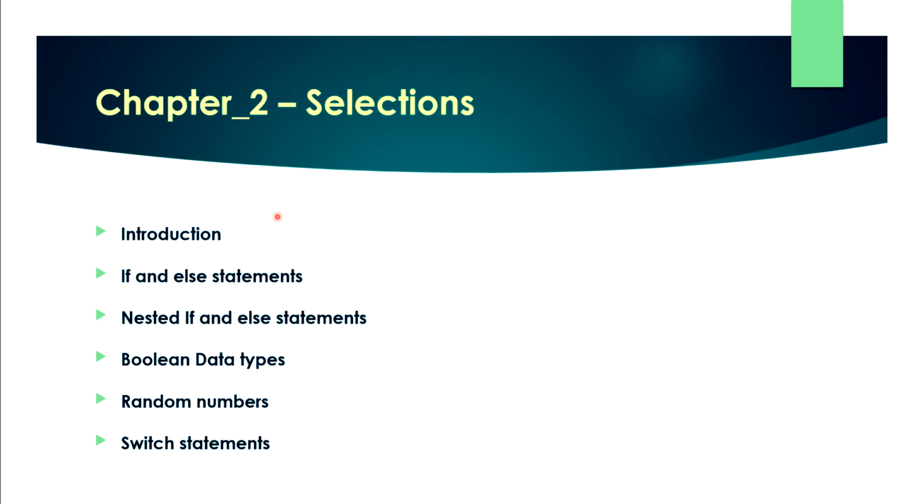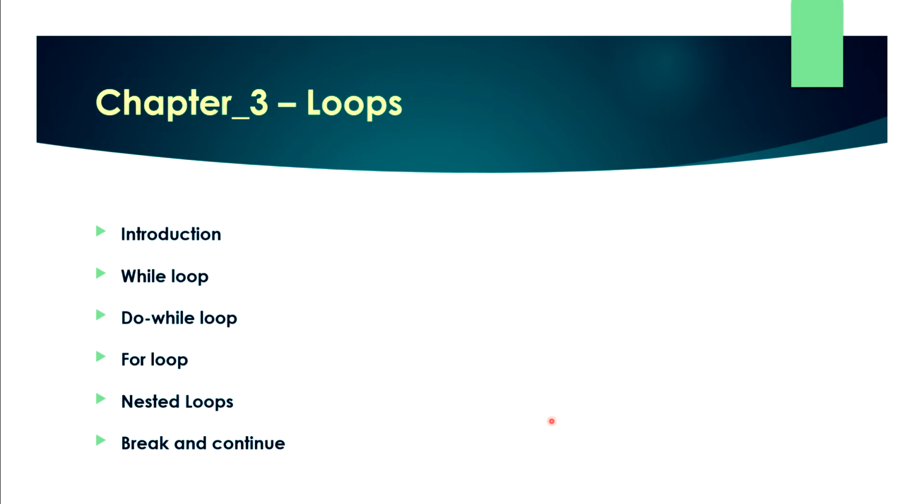In this chapter, we're going to do an introduction lesson and then talk about if and else statements, followed by nested if and else statements, Boolean data types, random number generator, and switch statements. In chapter 3, we're going to talk about loops.